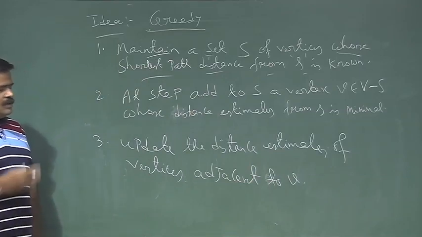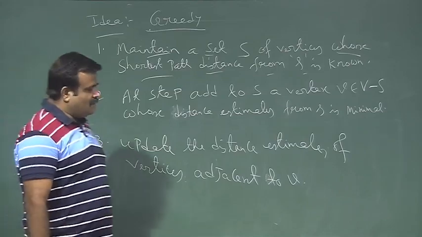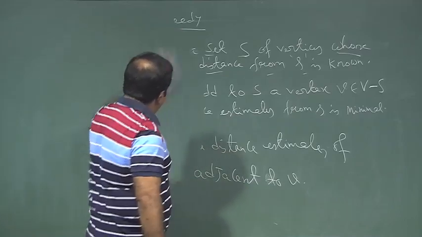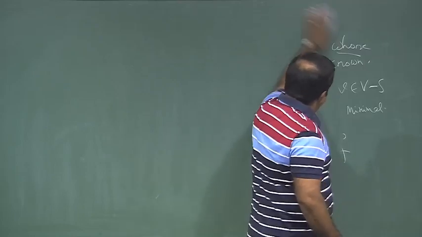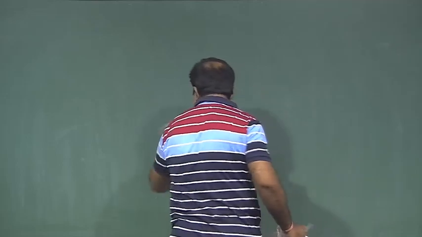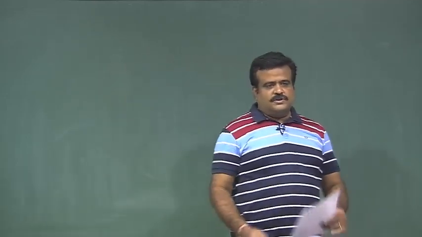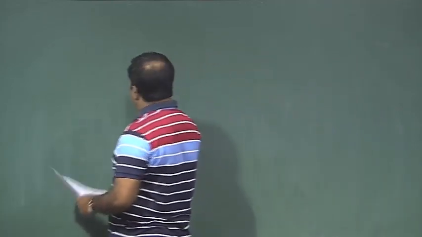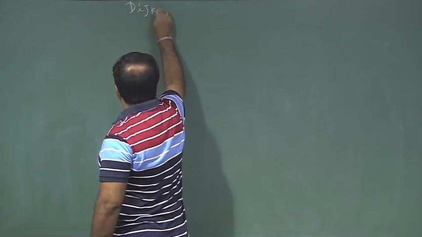Now in a moment we will write the pseudocode for Dijkstra's algorithm, and then we will go through an example. So let us write the pseudocode for Dijkstra's. The idea is greedy. Every time we capture a vertex in S in a greedy way, because we are taking the vertex whose distance estimate is minimum. That is the greedy choice. So this is the algorithm, Dijkstra's algorithm.